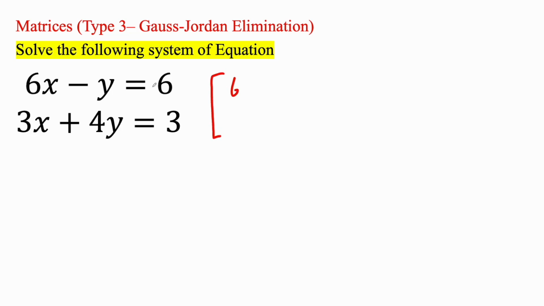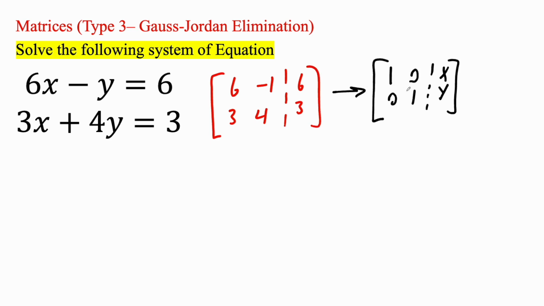So I'm going to say 6, there's no coefficient here, so we know it's 1. So we have -1, 3, and 4. We're just taking the coefficients. Then we'll put dash, dash, dash, and we'll take 6 and 3. And our objective is to get this. We want this piece to be 1, this piece to be 1, and this diagonal to be 0. And once we achieve that, this value will be x, and this value will be y.